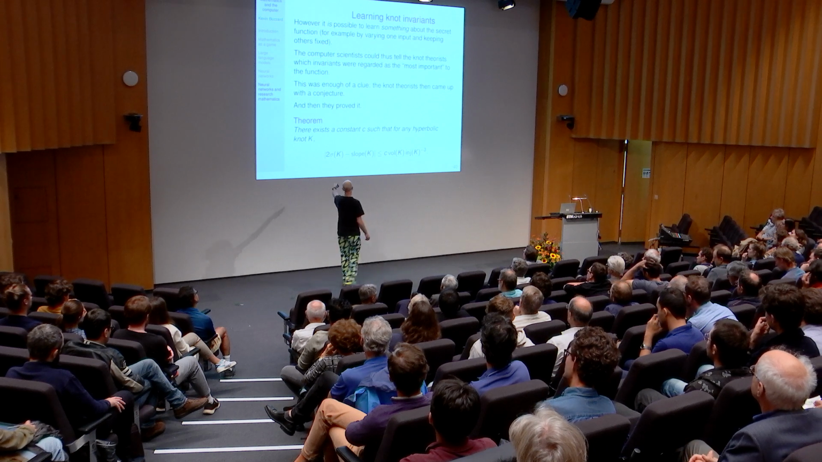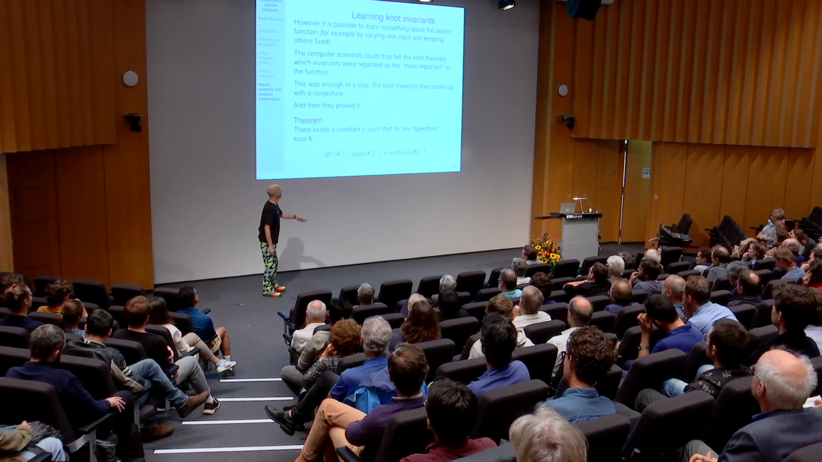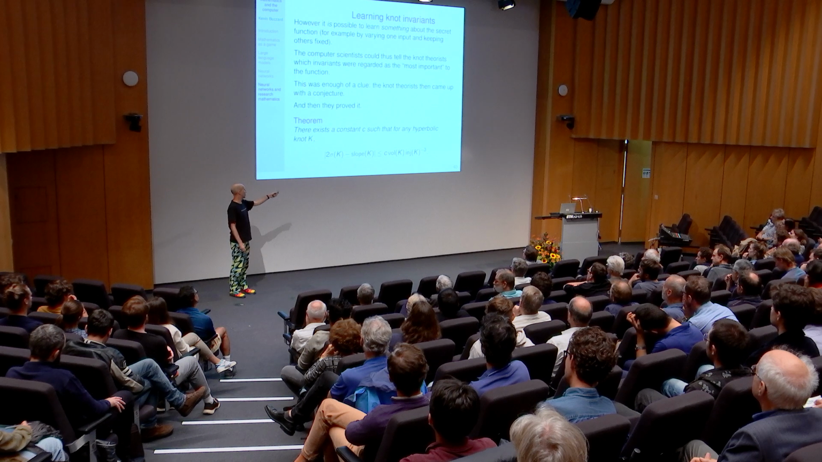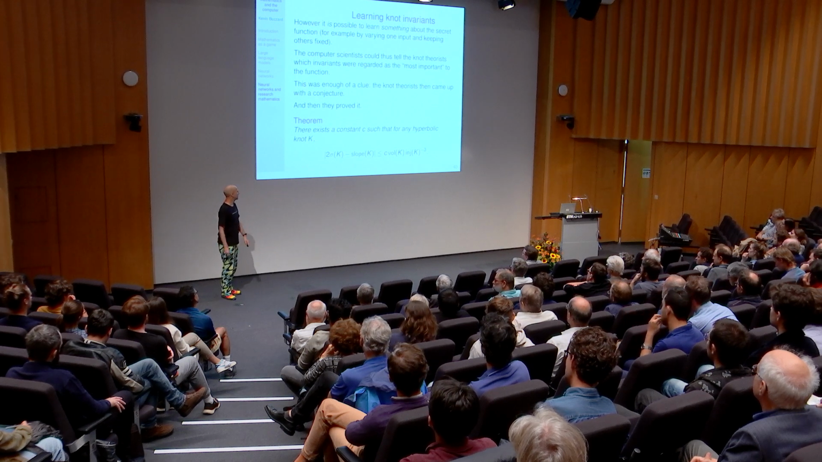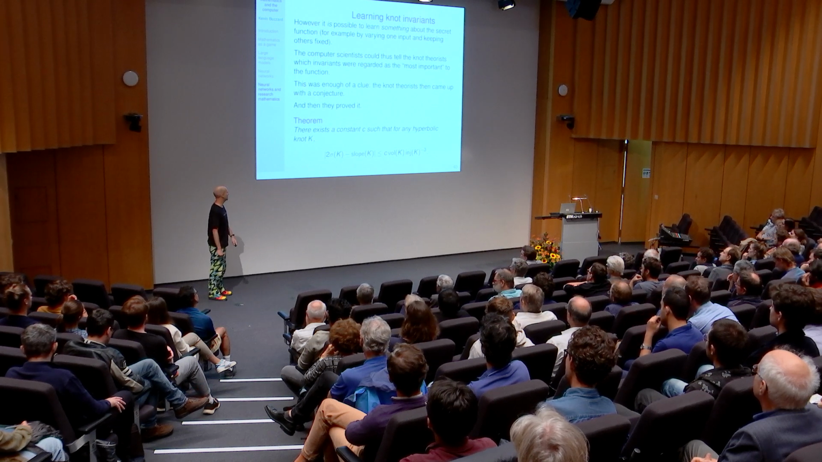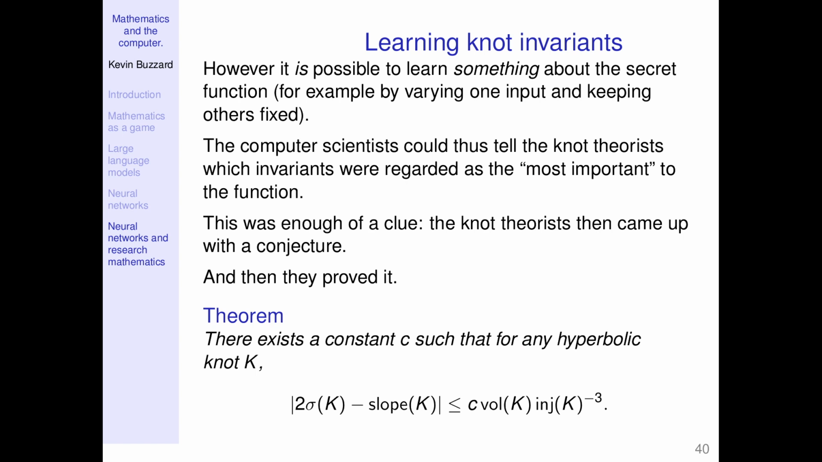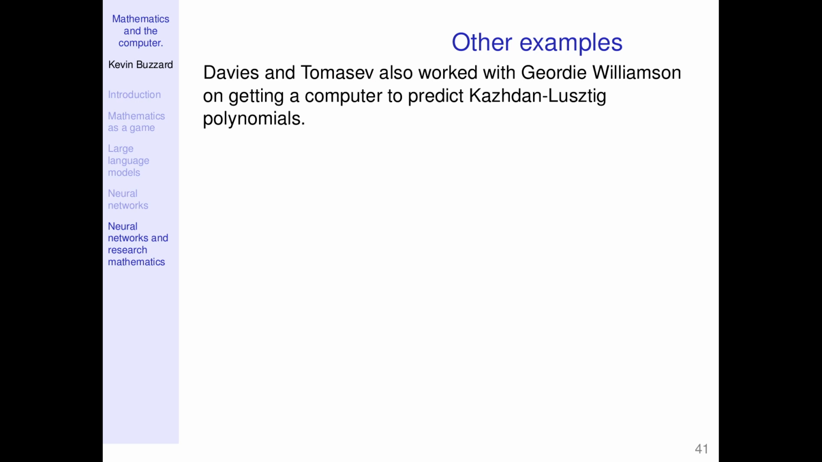So twice the signature of the knot minus the slope of the knot is at most a constant times the volume of the knot times 1 over the cube of the injectivity radius. So there's a theorem that computers played a non-trivial part in the discovery. And more, this has happened. That was 2021, but it's happening again and again.